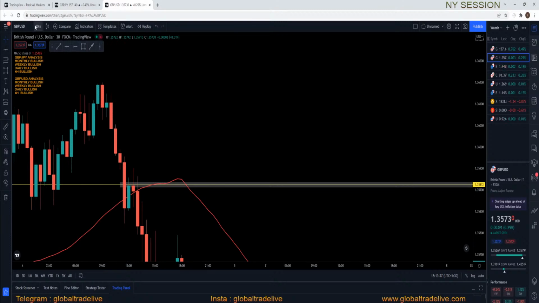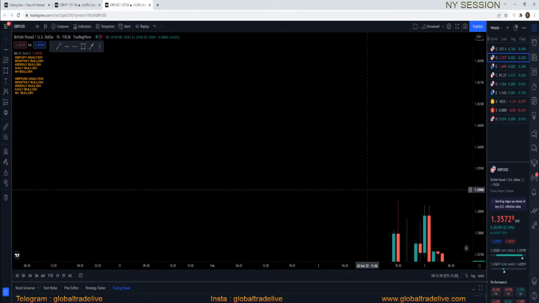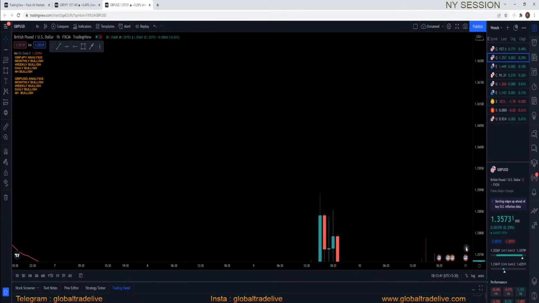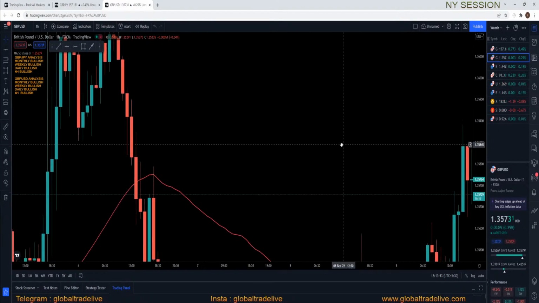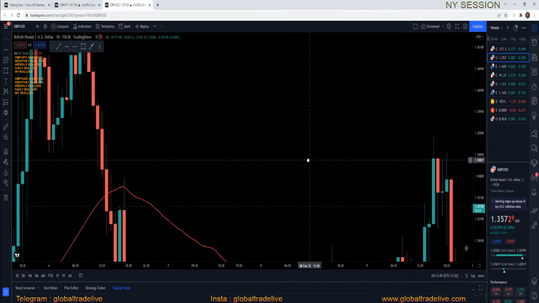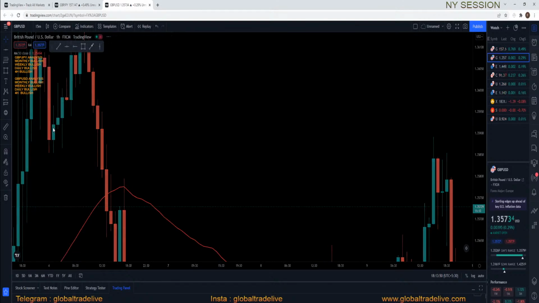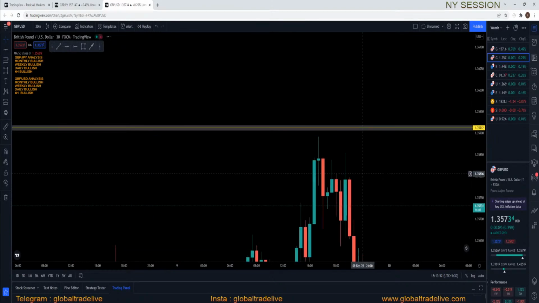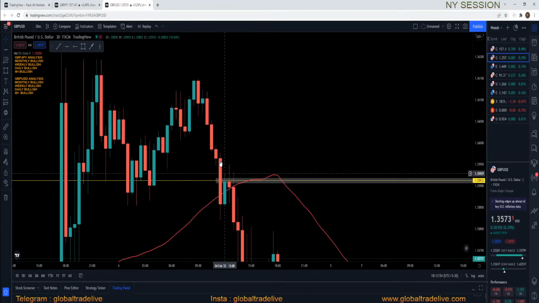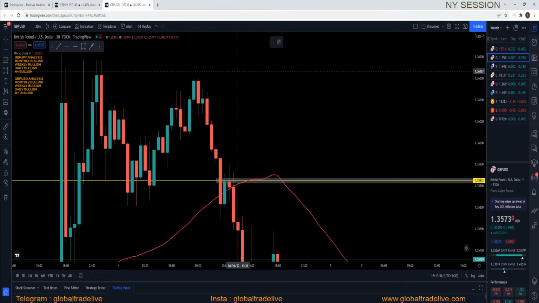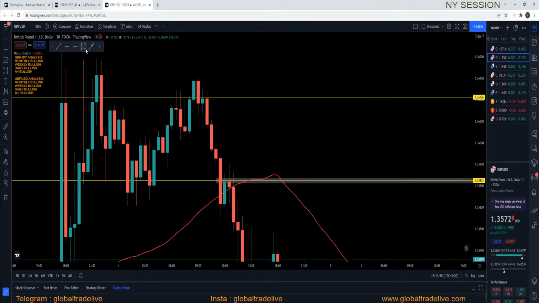So I think above this area, and if we look at the 1 hour, yeah, I think we are gonna have good buys over here. So the market can possibly go up to test this area.